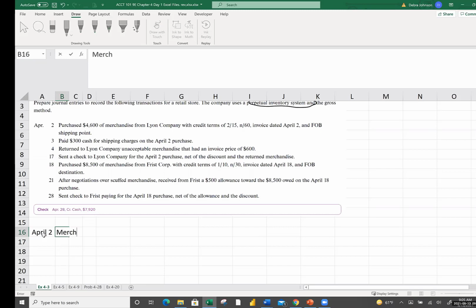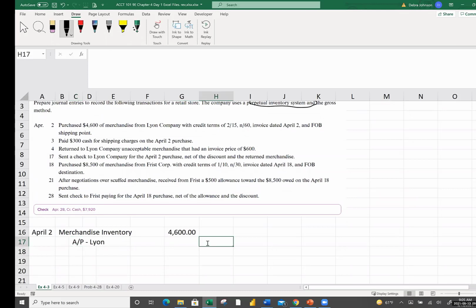So here's this new account that we're going to start using a lot now called merchandise inventory. That would be at the gross amount of $4,600 because we don't know whether we're going to be able to take that prompt payment discount right now. And of course, because we owe somebody money, we bought it on terms of 2/15, net 60. We owe accounts payable, Lion Company, $4,600.